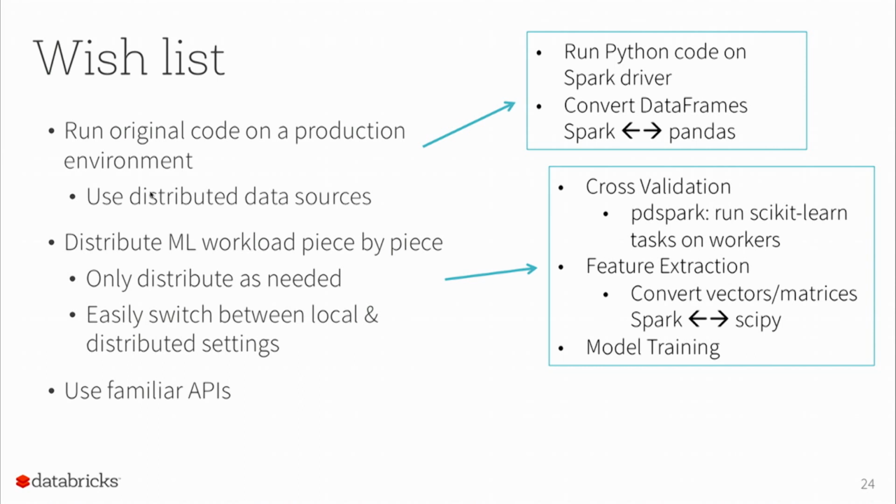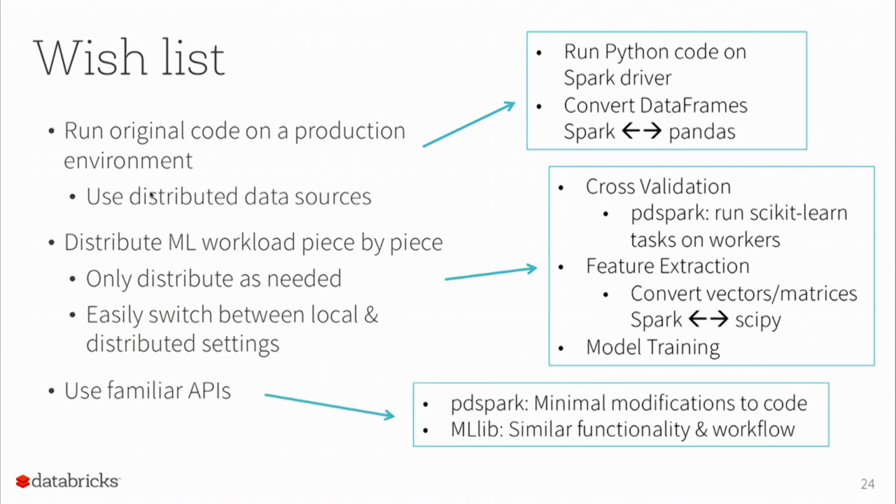We next distributed feature extraction, where the key thing there was converting between vectors and matrices between Spark and SciPy. And this is in one of the notebooks I didn't have time to show, but you could look at later. And then the final notebook, which again I didn't show, is just using Spark, where we finally distribute model training.